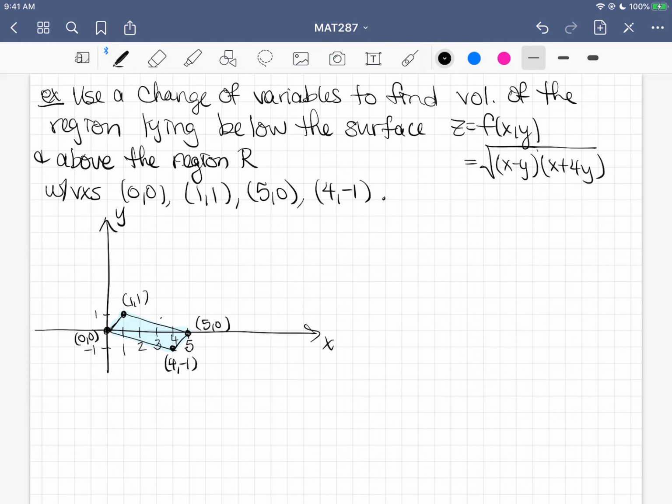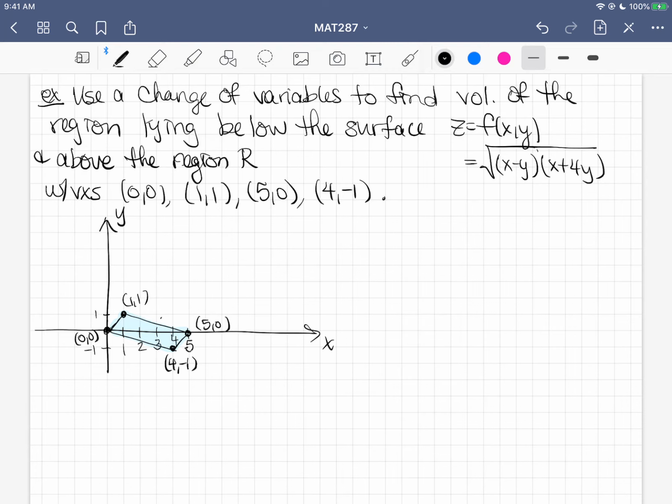I want to do one last example in this section just to put it all together. So here we want to find the volume of the solid that lies below the surface f of x,y equals the square root of the quantity x minus y times x plus 4y, and above the region R that has the vertices (0, 0), (1, 1), (5, 0), and (4, -1).